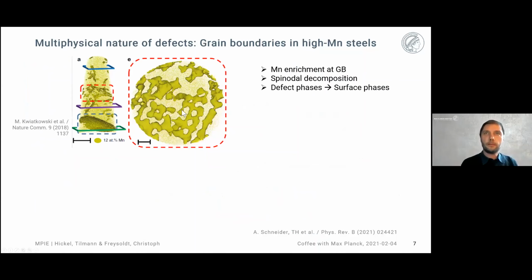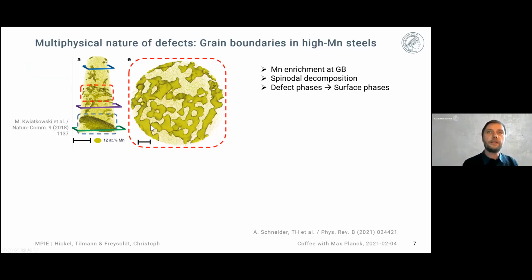Let me go a bit more into this example of high manganese steels, and I would like to share with you a fantastic experimental atom probe tomography result for these high and medium manganese steels. And what you see here is the manganese distribution in a sample, in particular manganese distribution at the grain boundary. So what is observed is a segregation of manganese to grain boundaries, but it's not just a homogeneous segregation, but there seems to be something like a spinodal decomposition at the grain boundary.